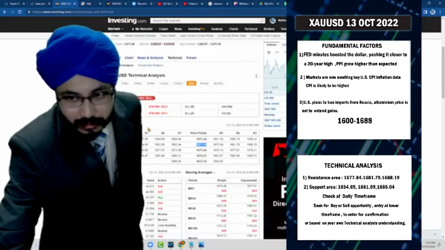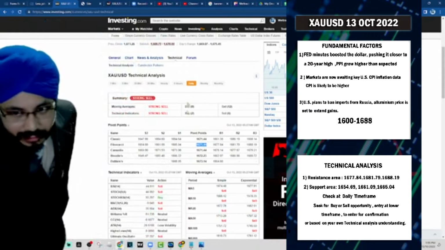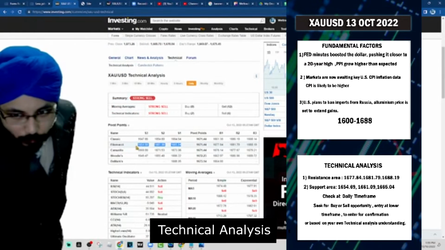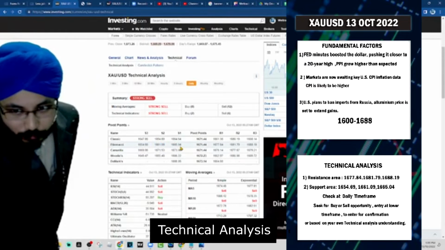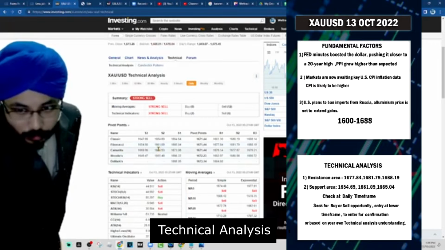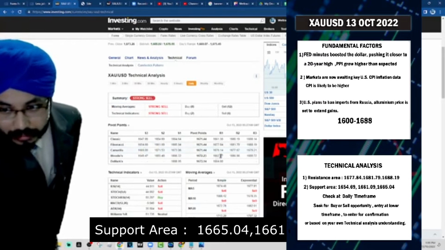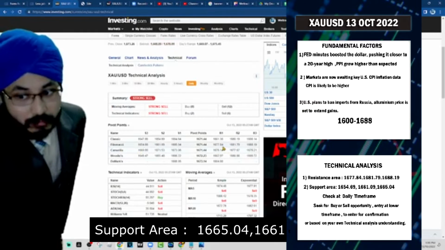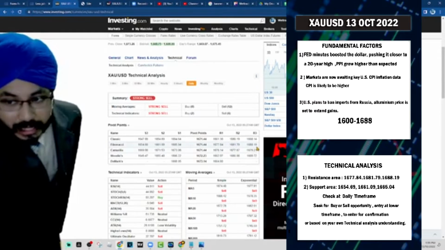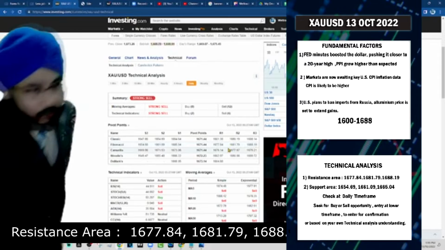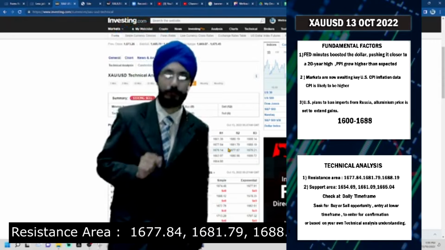For our technical analysis, as we can see here on investing.com, on the daily we have 3 support points and 3 resistance points. Our support 1 is 1665.04, support 2 is 1661.09, and support 3 is 1654.69. For resistance 1, we have 1677.84, resistance 2 is 1681.79, and resistance 3 is 1688.19. These are based on Fibonacci.